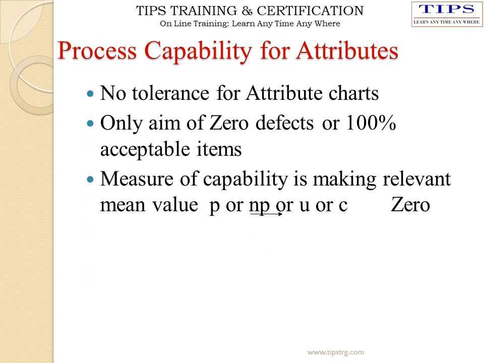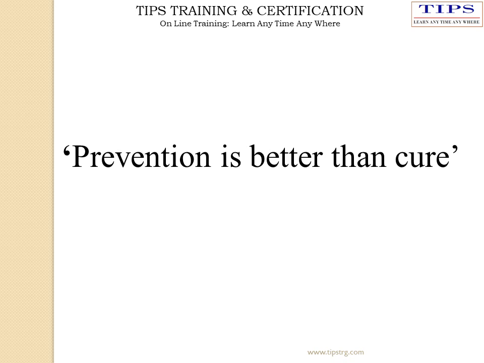Process capability for attributes: there is no tolerance for an attribute chart. The only aim is 0 defects or 100% acceptable items. The measure of capability is making the relevant mean value P or NP or U or C equal to 0. Hence, we can say that prevention is better than cure. So, regular use of control charts should be in practice for avoiding the rejections and variations in the process.